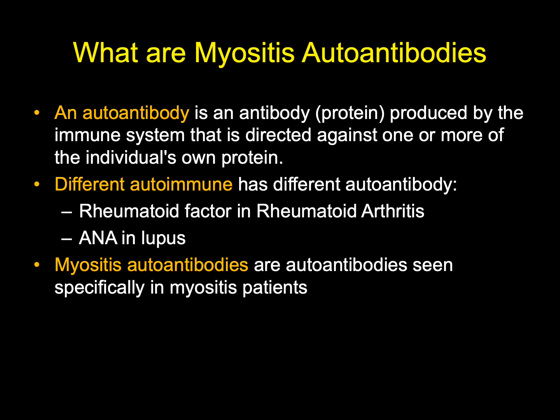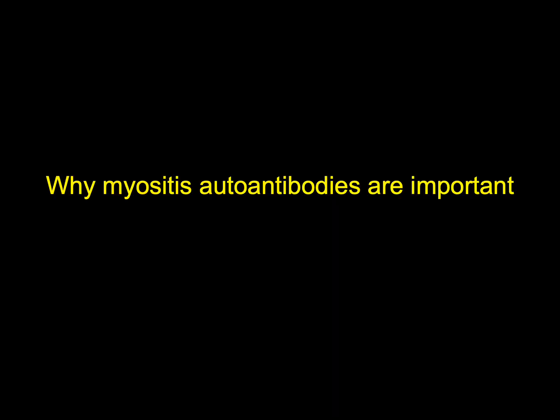Different autoimmune diseases have different autoantibodies. For example, rheumatoid factor is an autoantibody seen in rheumatoid arthritis, and ANA is an autoantibody seen in lupus. Similarly, myositis autoantibodies are simply these autoantibodies seen specifically in myositis patients. So, in other words, you can say that a myositis autoantibody is a special protein that is produced by the immune system of myositis patients against one or more of an individual's own proteins. In the next several slides, we will understand why these myositis autoantibodies are important.